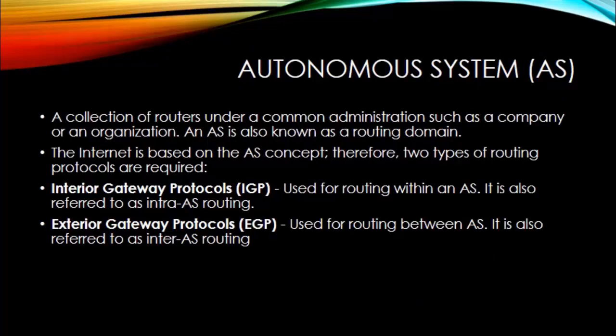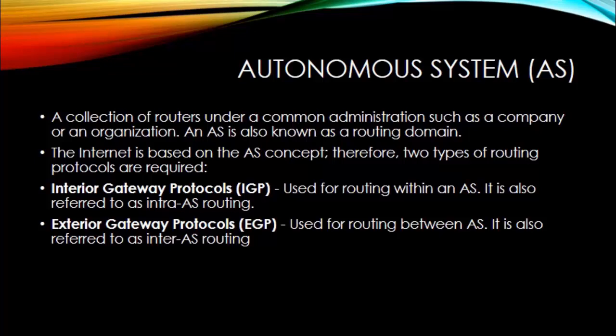An autonomous system, abbreviated as AS, is a collection of routers under a common administration, such as a company or an organization. An AS is also known as a routing domain.